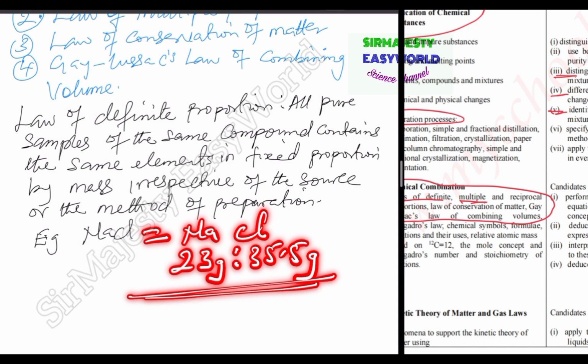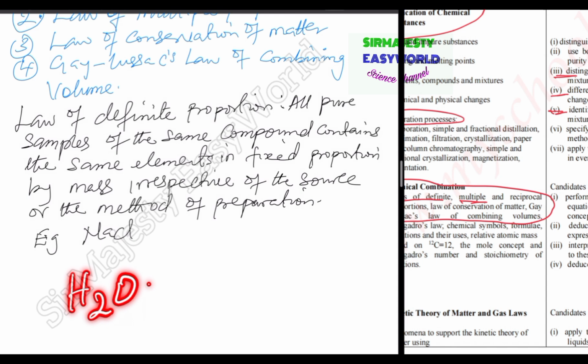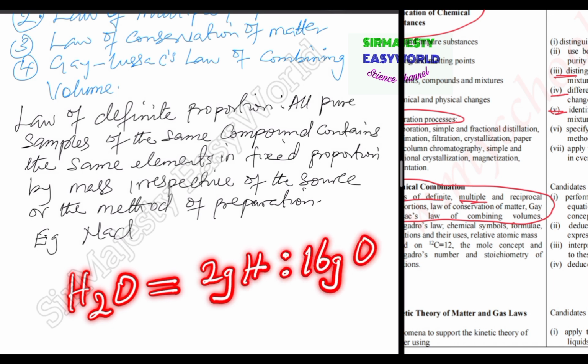The same thing applies to water. Anything called water must, no matter the source, whether you produce it by sparking hydrogen and condensing it back, have hydrogen and oxygen combined in a fixed ratio by mass of 2 grams of hydrogen to 16 grams of oxygen, if it is pure. Any source you use to make water, whether it's seawater, rock, river or ocean, as far as you purify it, remember we're talking about pure samples. Look at the definition: pure samples contain the same elements in fixed ratio by mass. So there is nothing that will make it change.